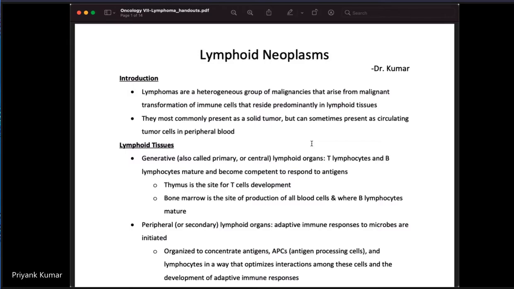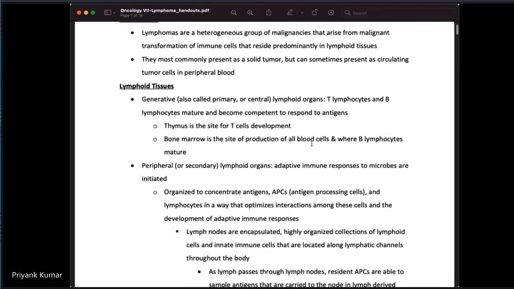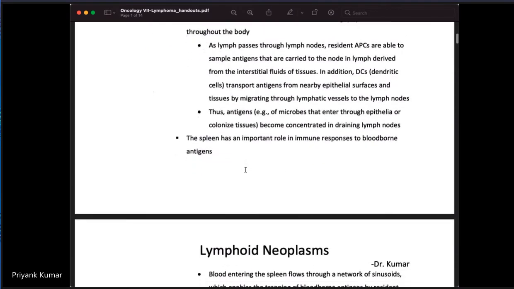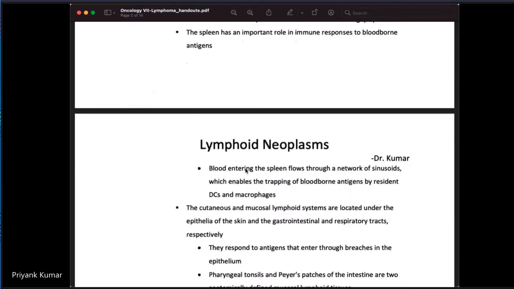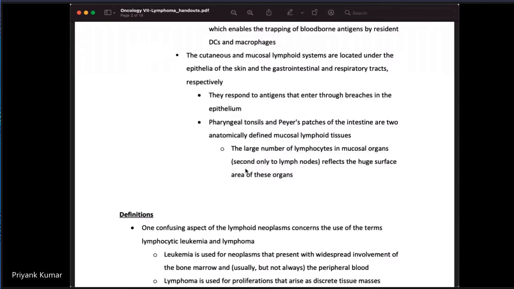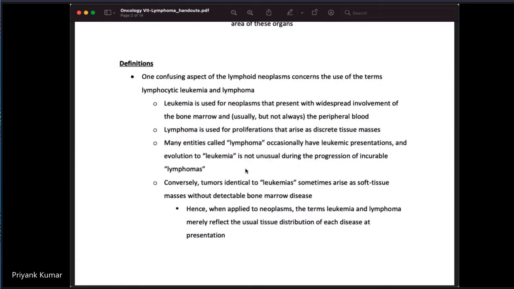Okay? So, in lymphoid neoplasm, please go over the general introduction. That is, what's a lymphoid tissue, all right, and basically in what cells the lymphoid neoplasm occurs. Usually it occurs in T cells and B cells. Okay. Then I have included some definitions over here.